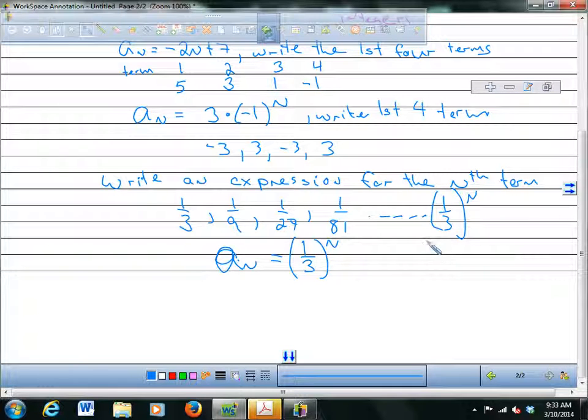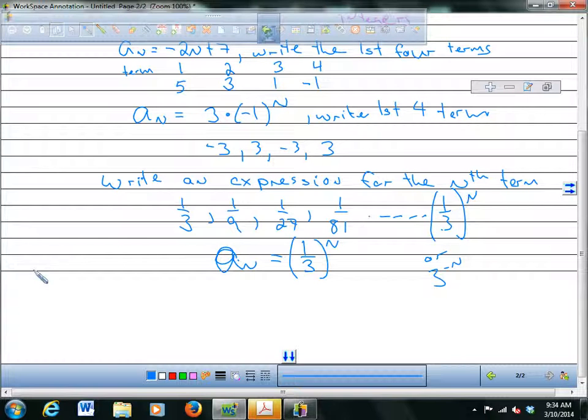Could it also be 3 raised to the negative n? Yes, it could also be 3 raised to the negative n, which would be exactly the same. So that's that. You can do that, right? All right.